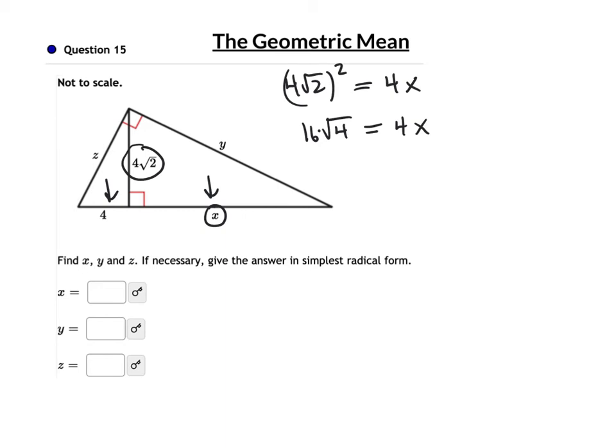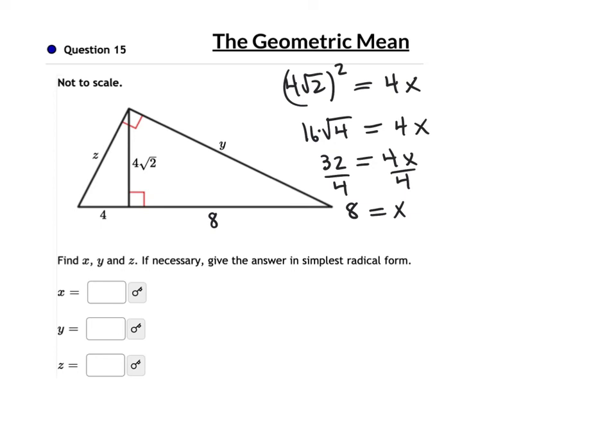This is 16 times the square root of 4. I can take the square root of 4, it's 2. This is 16 times 2. Again, no root. Once you take the square root, the root is gone. 16 times 2 is 32. 32 equals 4x. We can divide by 4 and see that x is 8. Let's replace this x with 8. Now I can find either of the two legs.